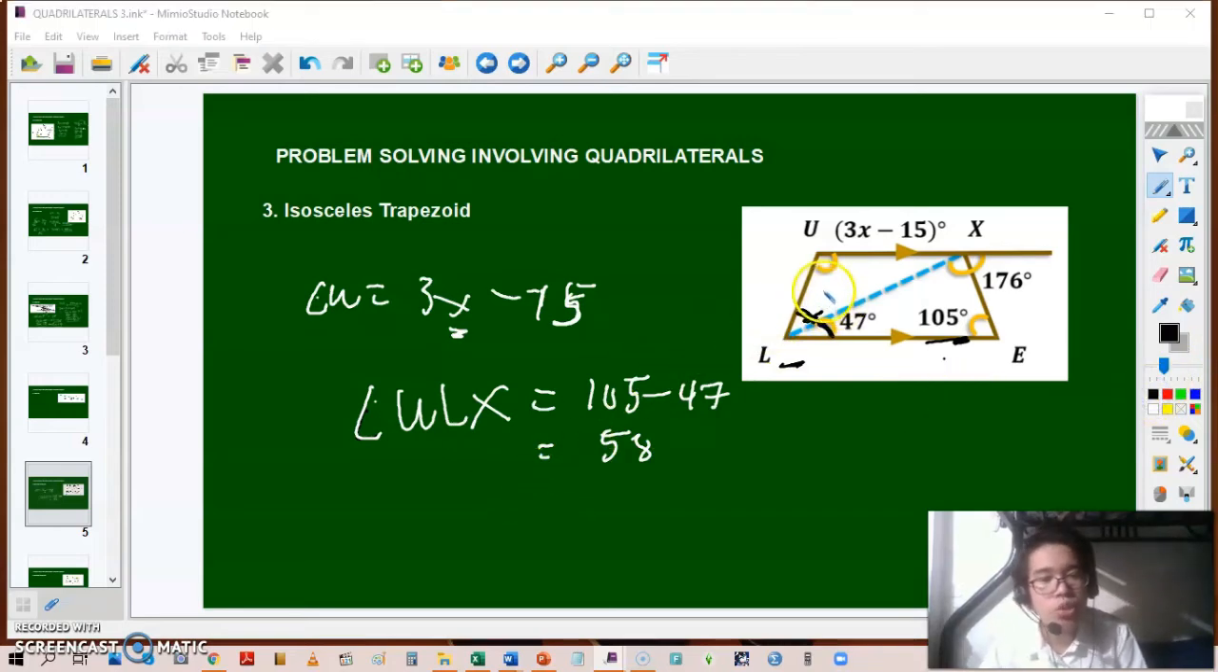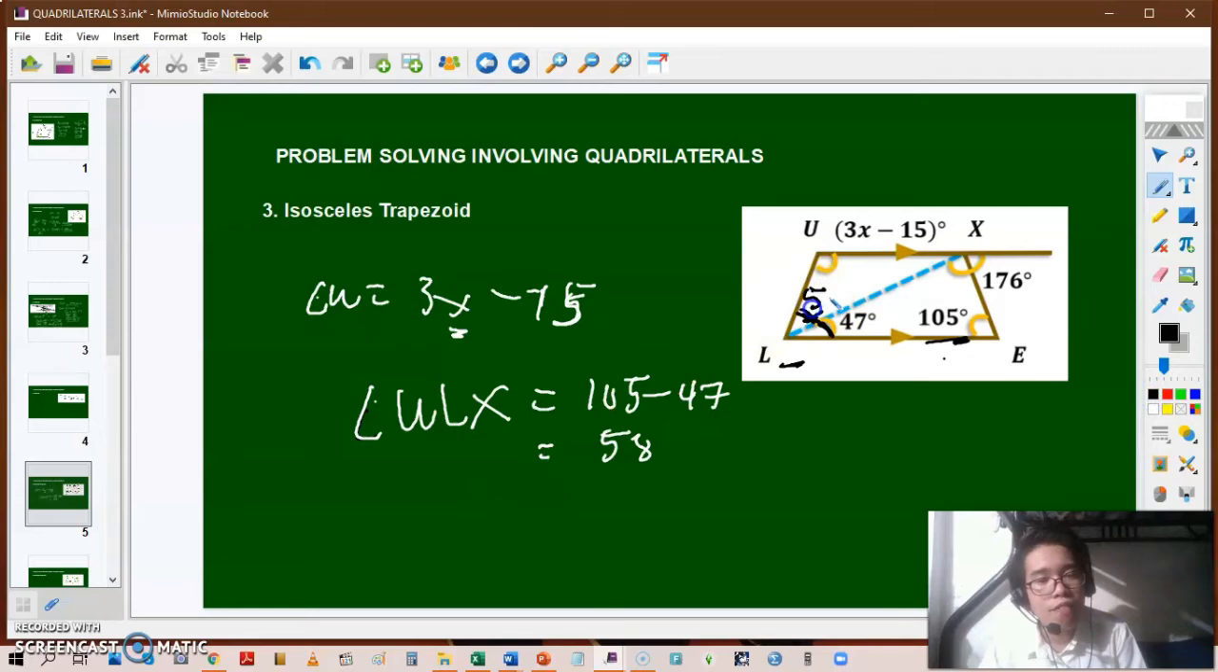We can write that here so that we don't forget it. The measurement of angle ULX is 58 degrees. So we have one angle down here, 58 degrees. We just need to solve for the value of angle UXL, so that we can try to find the measurement of angle U.